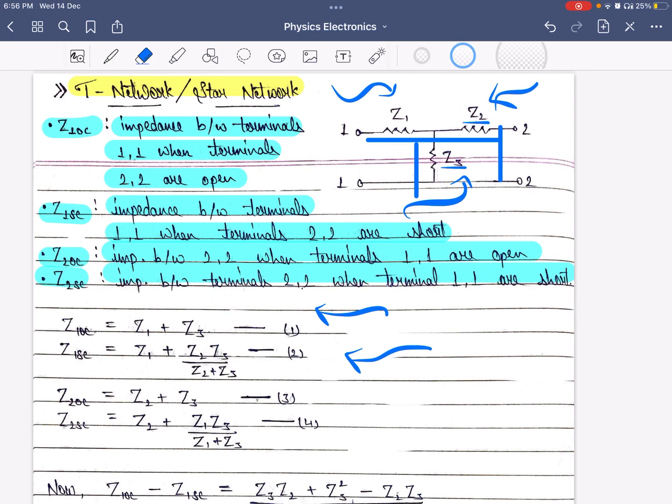For the impedance Z2OC, the input terminals are open. Then there will be no flow of current through the impedance Z1. Then Z2OC is equal to Z2 plus Z3. Now for the Z2SC, the input terminals are short. Then the impedance Z1 and Z3 are in parallel, which will be in series with Z2. Then we will get this equation.